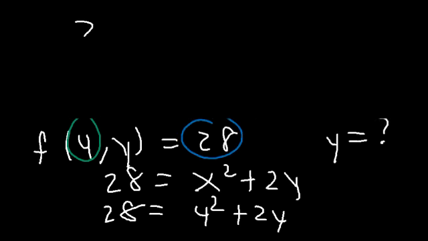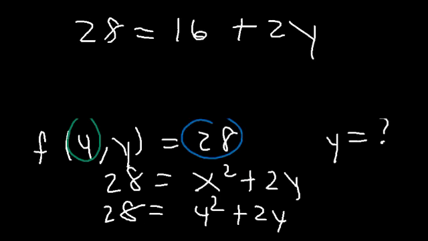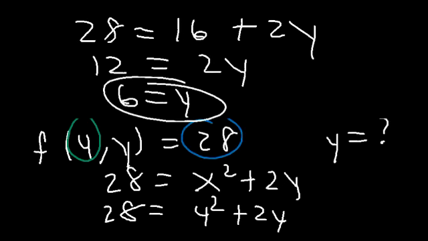So therefore, 4 squared is 4 times 4, which is 16. And if we subtract both sides by 16, 28 minus 16 is 12. And if we divide both sides by 2, 12 divided by 2 is 6. So y is 6. So that's how you can solve for a variable if you have a function with two variables. So now let's talk about composite functions.